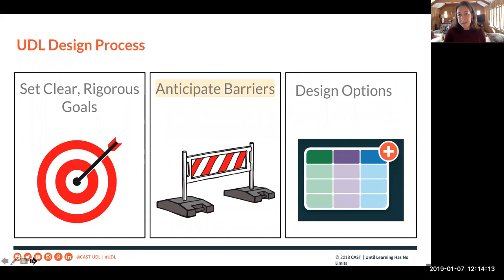Just to provide some context before we jump in, the barriers is the second piece of the UDL design process. So our first step is always to set clear, rigorous goals, and then we put in that pause. Where is the barrier? What do we anticipate? And if we do so proactively, then we can design options that go right into the original learning design.